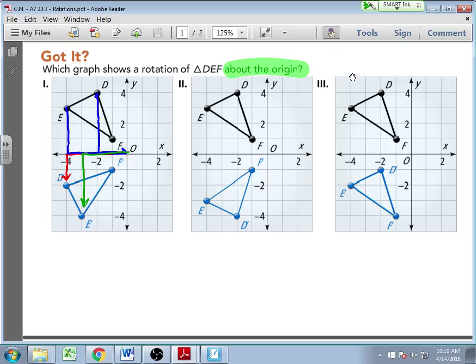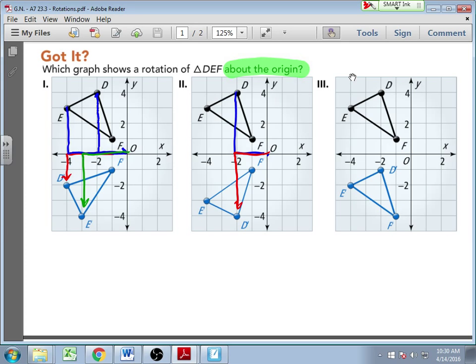Let's try our hockey stick method. I go 1, 2, 3, 4, 1, 2. So I should do the opposite out, like my red one had shown. But now I go 1, 2, and 1, 2, 3, 4. Now wait a minute. That doesn't look like my hockey stick rotated.